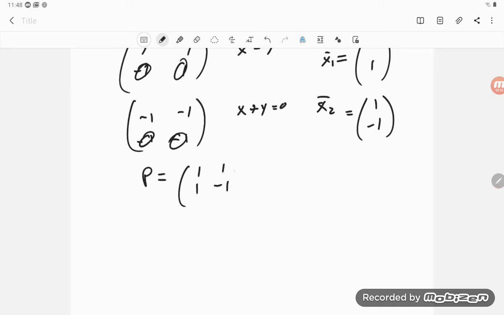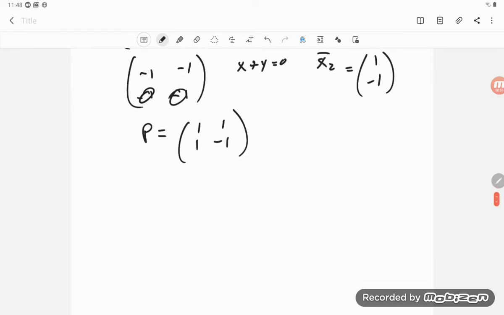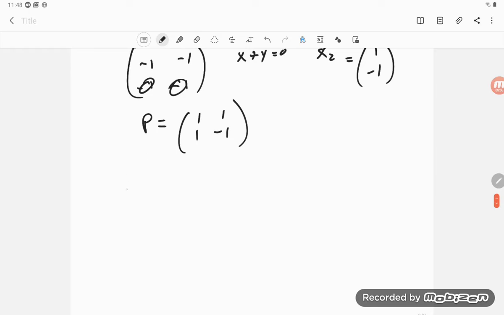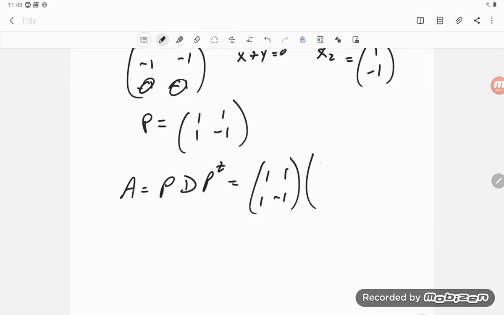And that also means that I can write A as P D P transpose, and that is 1, 1, 1, -1. My eigenvalue matrix is 1, 0, 0, 3 there, and the transpose, oh, that's symmetric, so 1, 1, 1, -1. So that's interesting in that case.